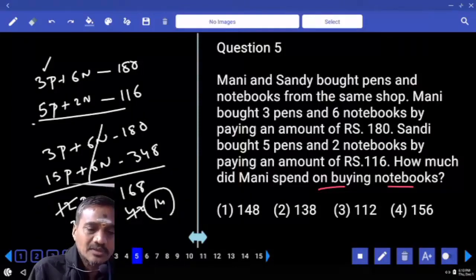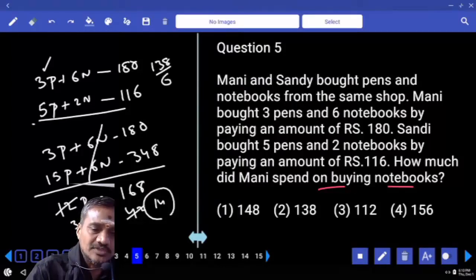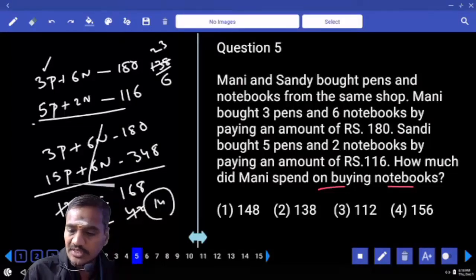180 minus 42 is 138. Now 6 pens equals 6 notebooks equals 138. 138 divided by 6: 6 twos are 12, and 23. Each notebook is 23 rupees.